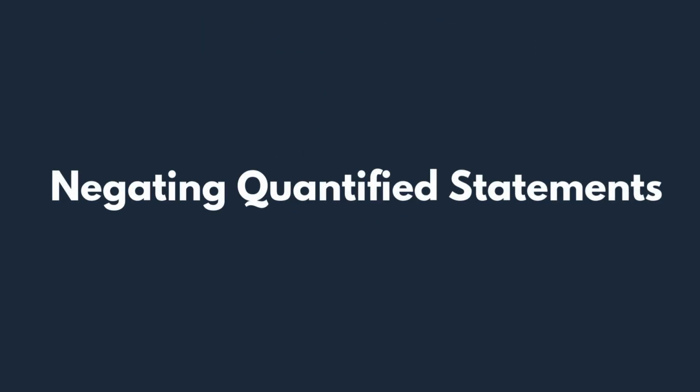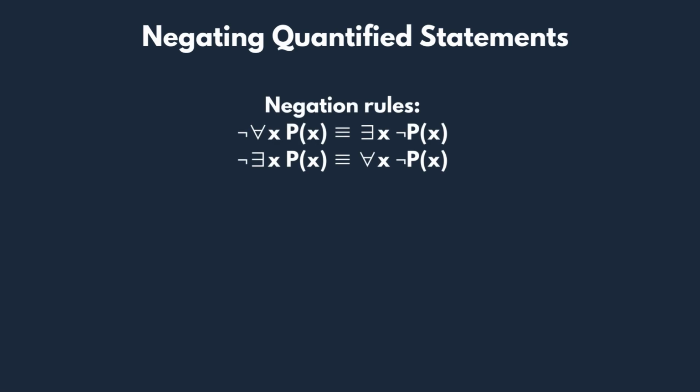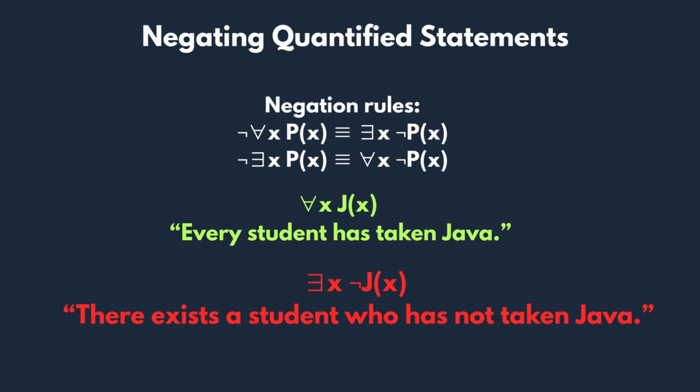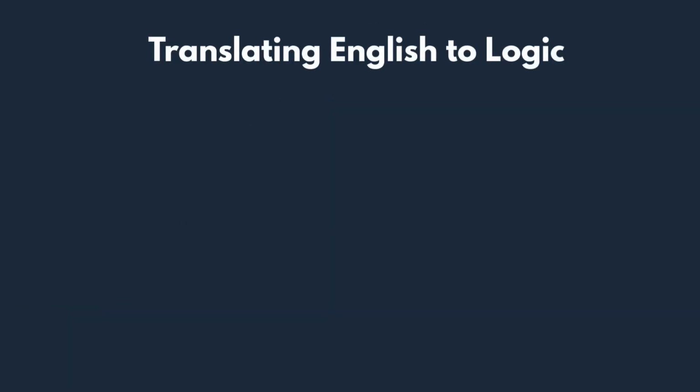Quantified statements have some negation rules as well. If the original statement is "every student has taken Java," its negation is "there exists a student who has not taken Java." Notice that the quantifier changes and the predicate is negated. This helps in translating English to logic.